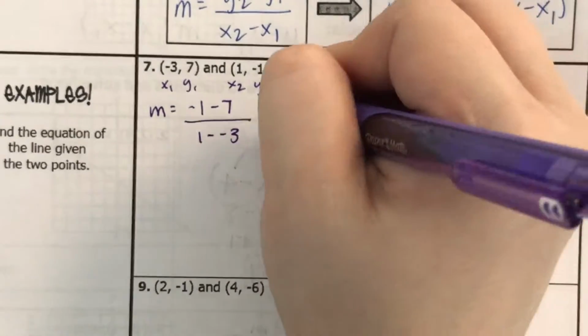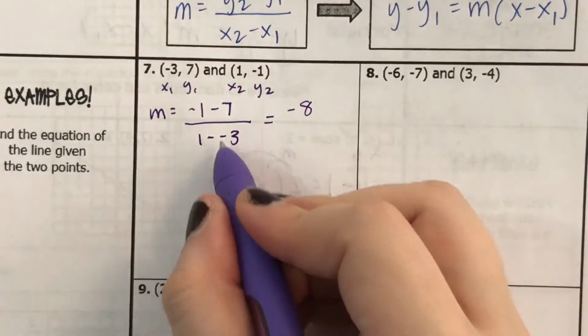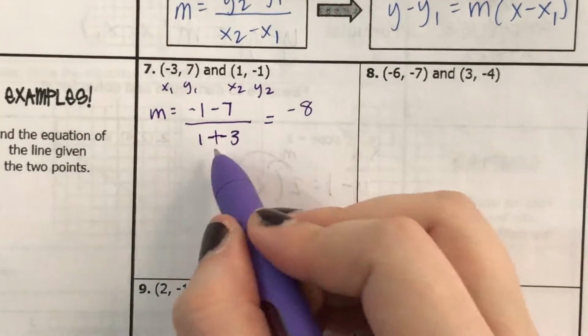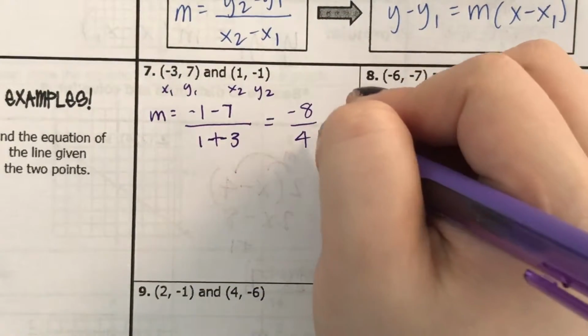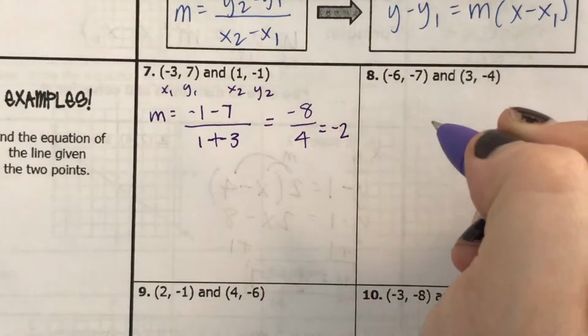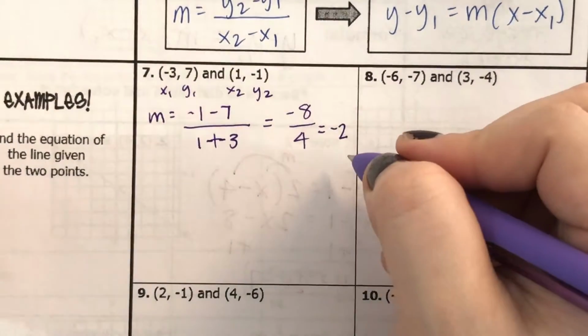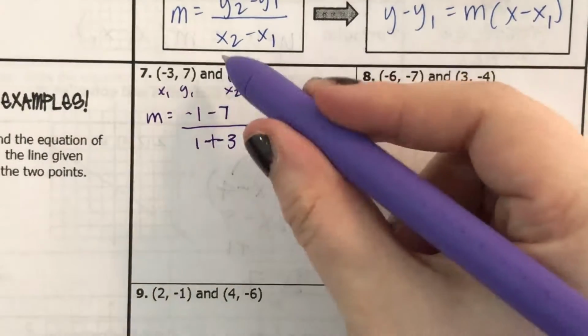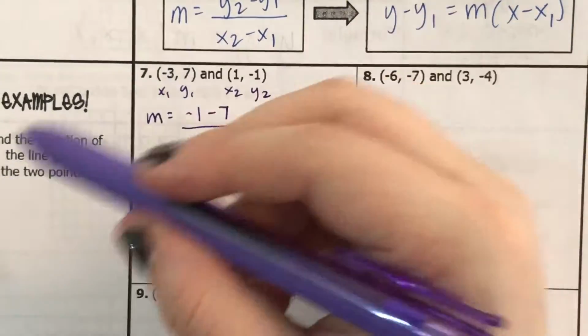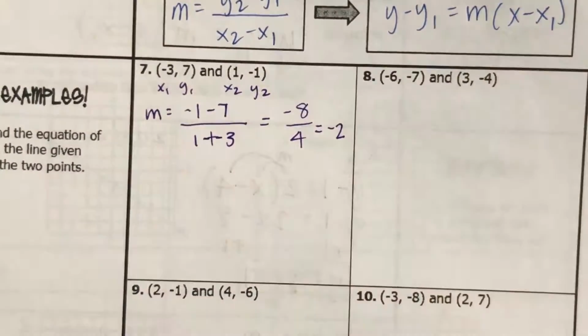Negative 1 minus 7 is negative 8. Minus minus turns into a plus. 1 plus 3 is 4. Negative 8 divided by 4 is negative 2. So there's my slope. I have my m, which is good. Thumbs up for that. So now we just pick one of these 2 points. It doesn't matter what point you pick.